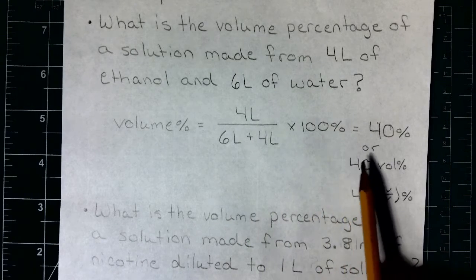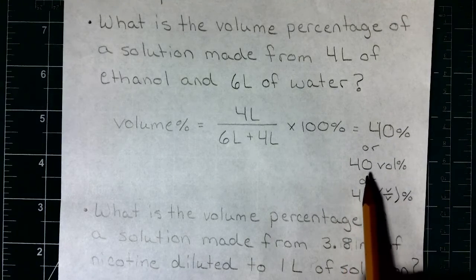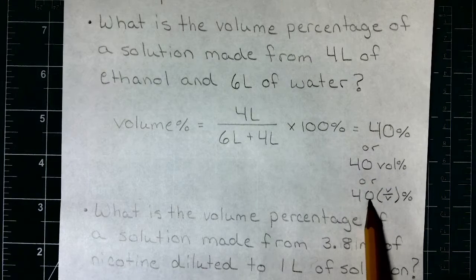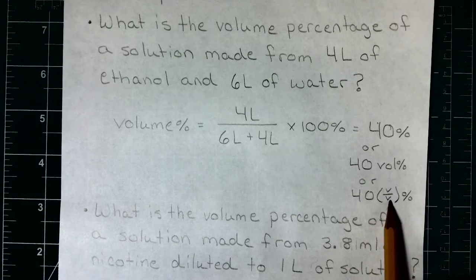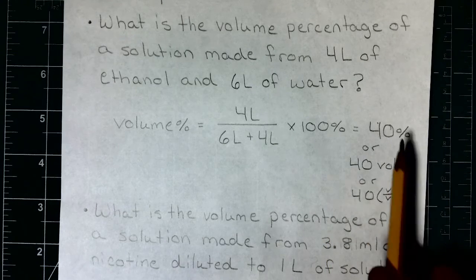When we do up that math, we get 40%, which we could write again as 40 volume percent, or 40 V divided by V percent, to indicate that this is in fact a volume percentage.